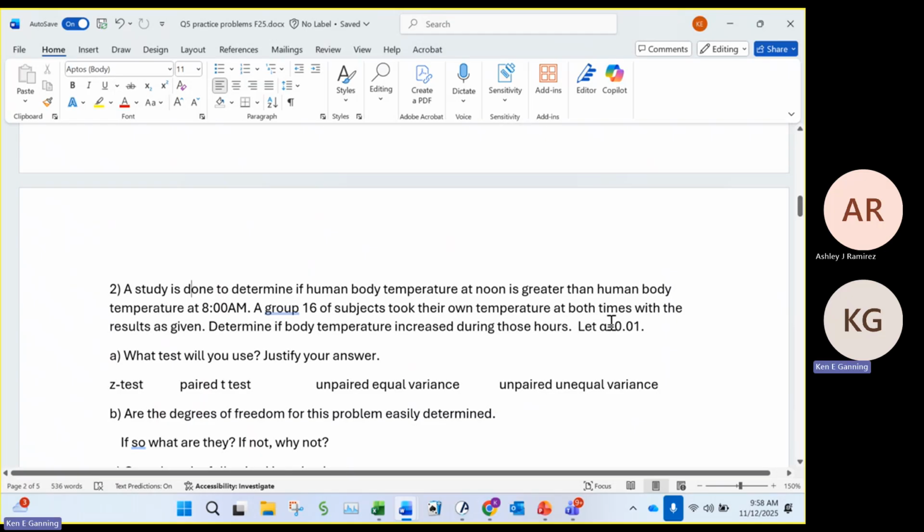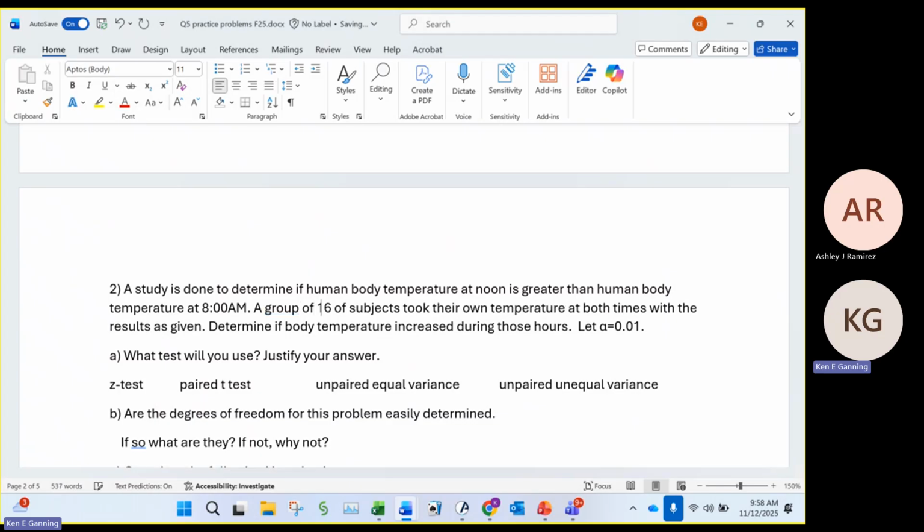A study is done to determine if human body temperature at noon is greater than human body temperature at 8 a.m. A group of 16 subjects took their temperature at both times with the results given. Determine if body temperature increased during those hours, alpha 0.01. Z-test, yes or no?